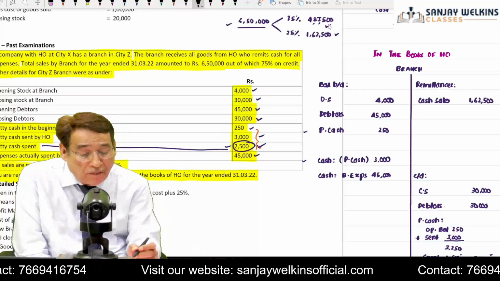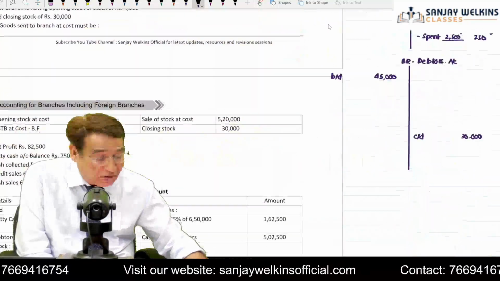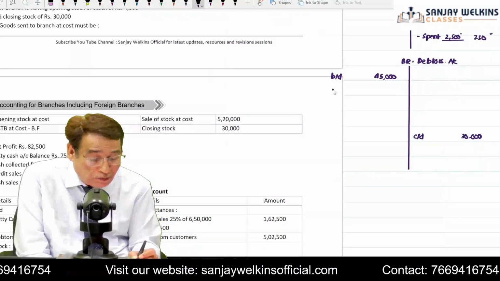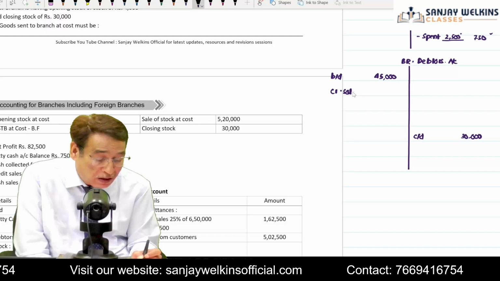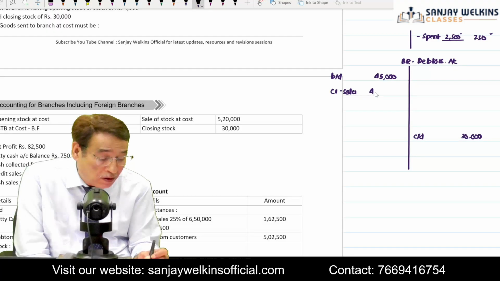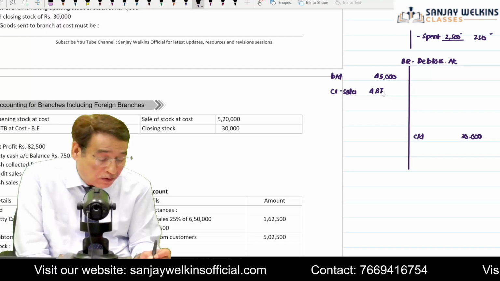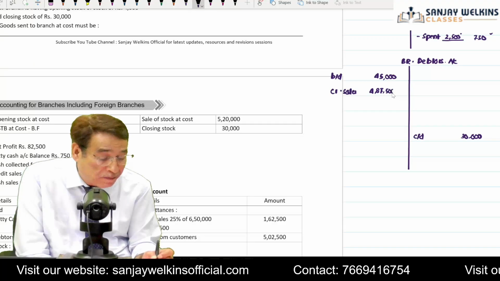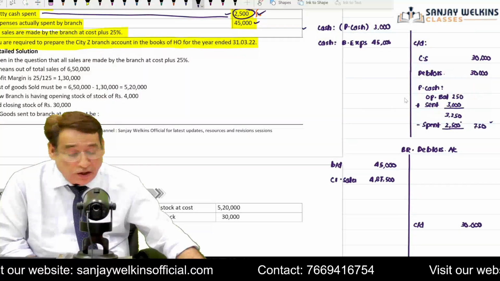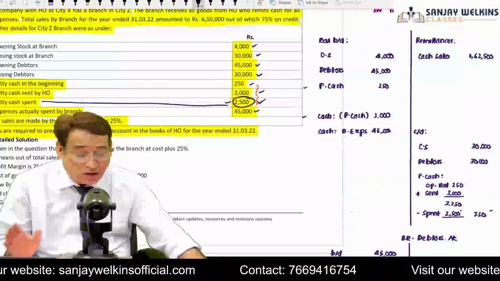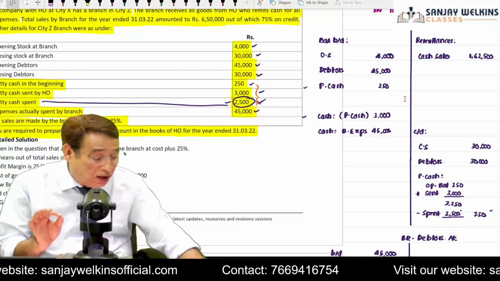Then 75% are credit sales, 4,87,500, and credit sales will be written over here. Credit sales, 4,87,500. 4,87,500 is your credit sales. As you know, credit sales is written on the debit side of the branch account. Is it clear to you? This is a scenario of this particular question.